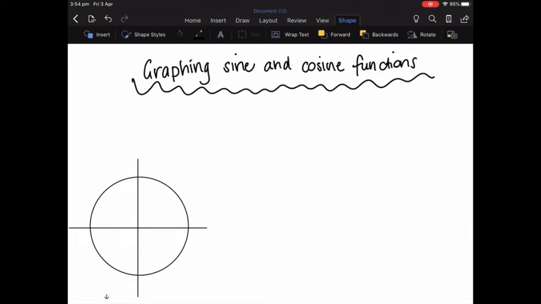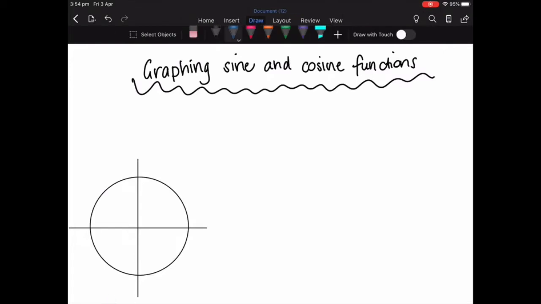Hello, so today we're going to look at graphing the sine and cosine functions. So let's start with our unit circle that you can see here. And let's label the axes X and Y. And let's remember what we learnt previously.